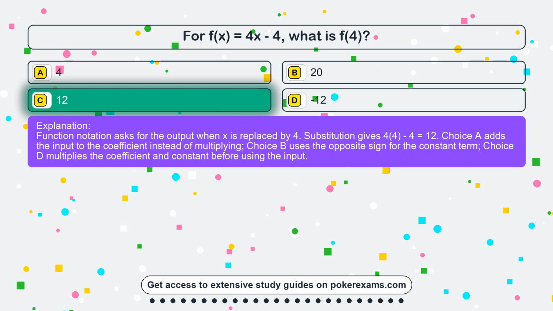Choice A adds the input to the coefficient instead of multiplying. Choice B uses the opposite sign for the constant term. Choice D multiplies the coefficient and constant before using the input.